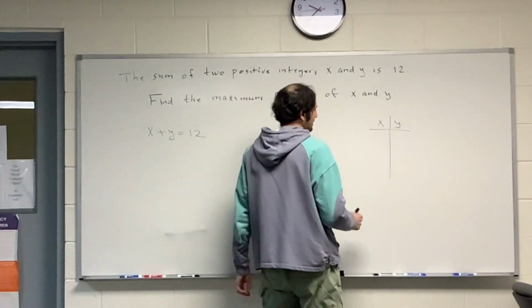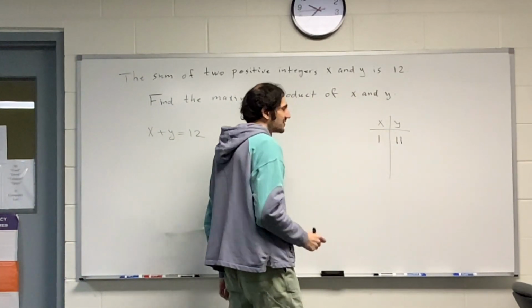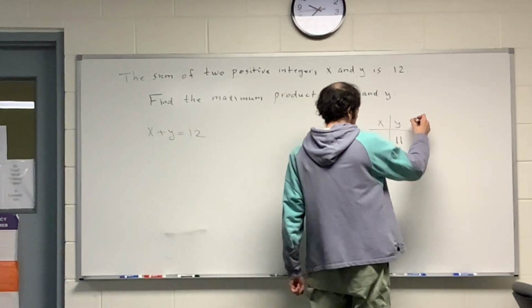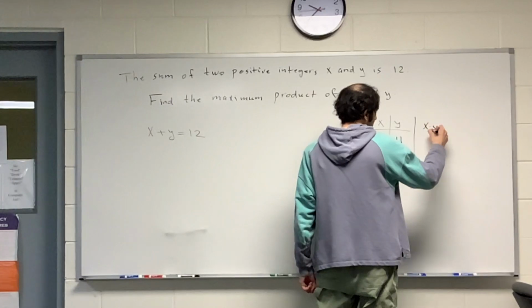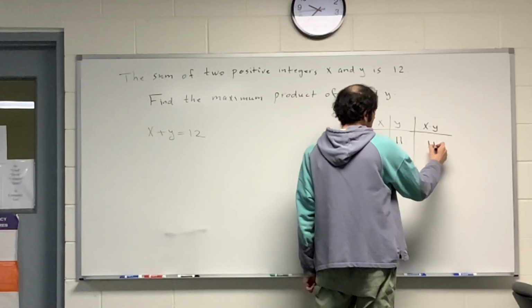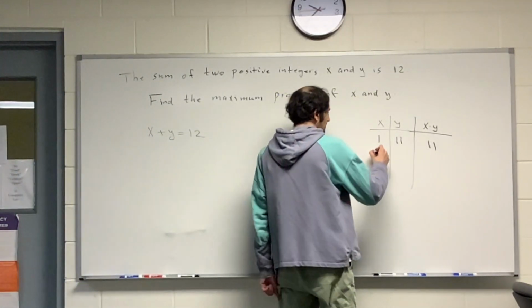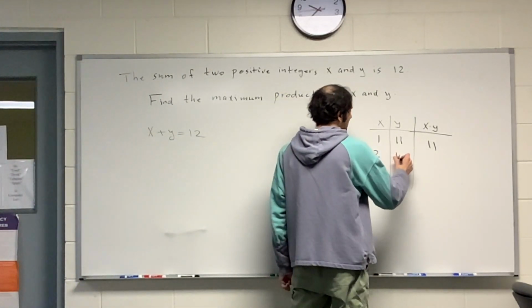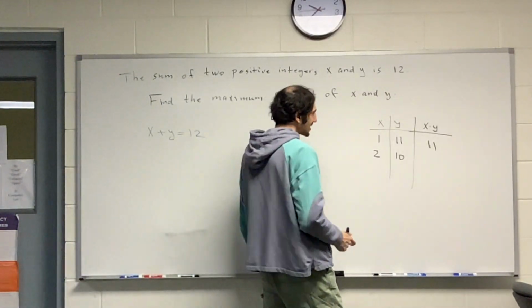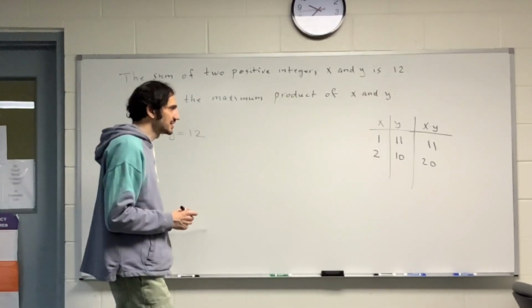So for an example, if I have 1 for x and 11 for y, you will notice that the sum of these two numbers is 12. What about the product? x times y in this case. As you see, 1 times 11 is 11. So the product is 11 in this case. If x equals 2, then y equals 10. Again, the sum is 12. And the product in this case is 20, which is higher than 11, which is much better.